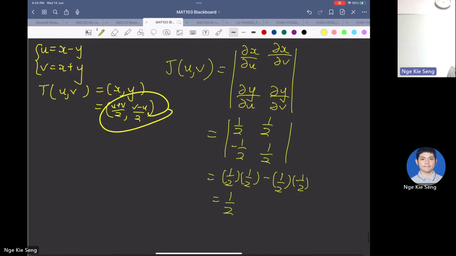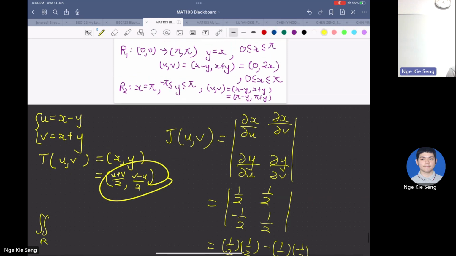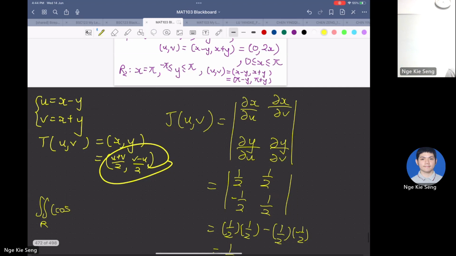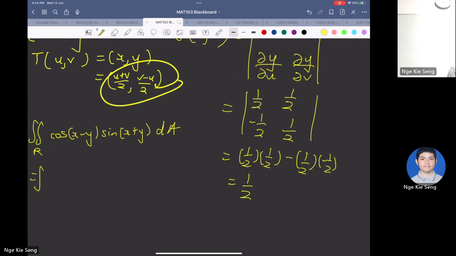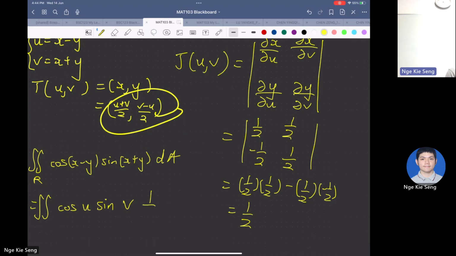So in the end, what happened to our integral here? Let's write down the integral. It's just a double integral over R of cos(x minus y) sine(x plus y) dA. Under the change, this becomes cos of u times sine of v, multiplied by the Jacobian, which is a half, and then du dv. Next you need to figure out what the integration domain is in this case.